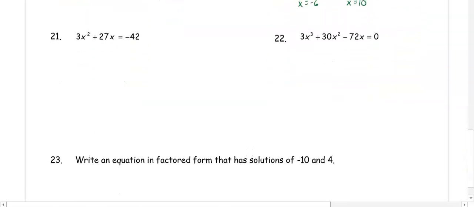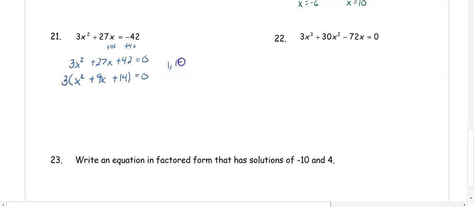In number 21, in order to solve first, we need our equation to equal 0, so we're going to add the 42 to both sides. So 3x squared plus 27x plus 42 equals 0. Then we need to take out a GCF of 3. So we're going to divide everything by 3. X squared plus 9x plus 14 equals 0.